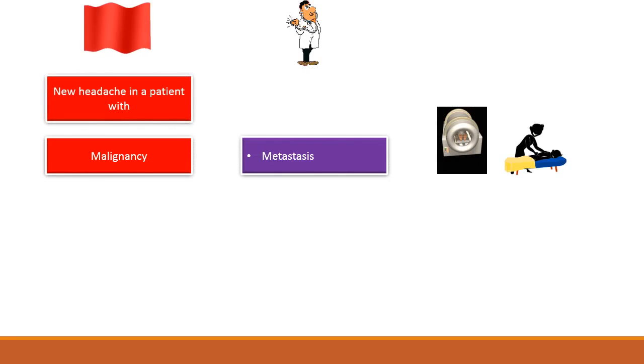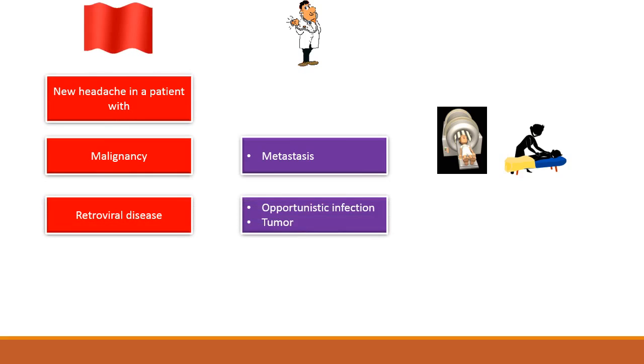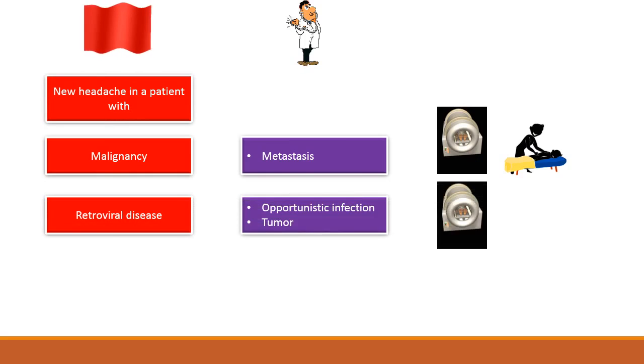If new headache occurs in a patient with known retroviral disease, a diagnostic possibility of opportunistic infection or tumor should be considered, and the workup should proceed with neuroimaging and lumbar puncture if not contraindicated.